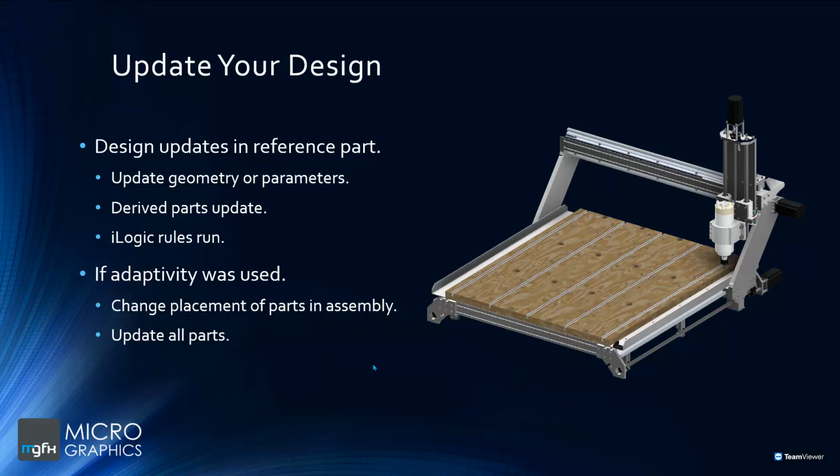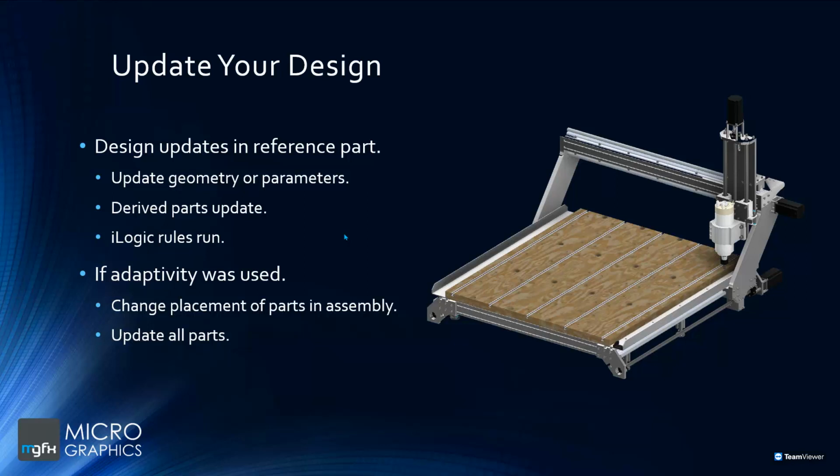So, you make a design change or a design update in the reference part, and that will then push through and update the geometry or parameters of the rest of the assembly. Now, those derived parts will pull that change through, and your components update according to those changes. And if you have any logic rules set to run when those parameters change, those iLogic rules can run as well. So as you make that change in the skeleton part, you can open up the assembly or sub-assemblies and have them update to reflect those changes.